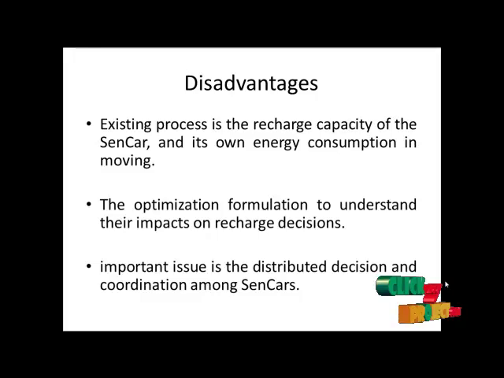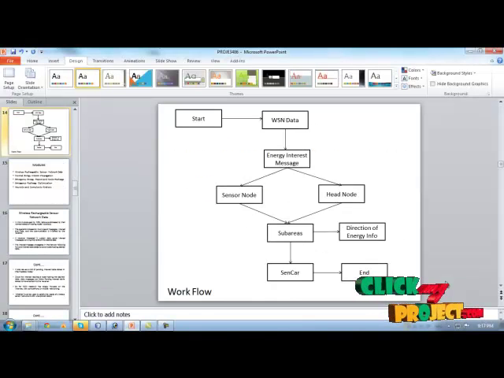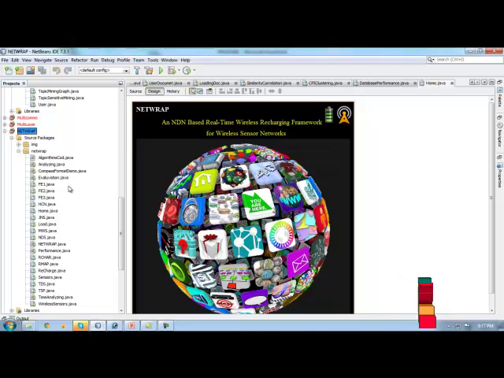So next we move to the architecture of the process. First, start the process and communicate with the WSN data. After that, we get the energy interest message from the sensor node and head node, and finally subscribe to the directory of energy information from the sensor. Finally, end the overall process. Next we move to execute the process.